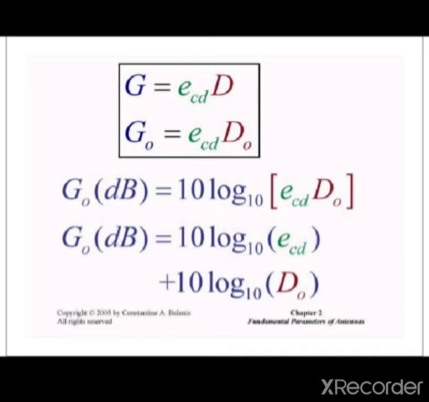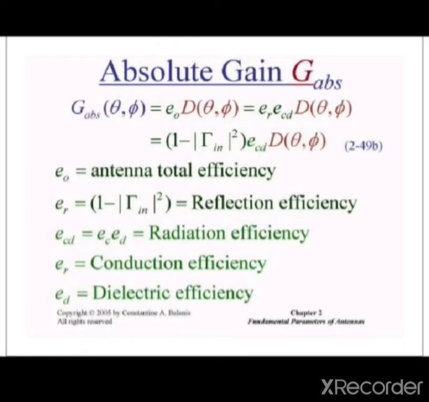If you come to measuring gain in decibels, that is 10 log base 10 of e_cd times D naught. So in logarithm, as you already know, that is 10 log base 10 e_cd plus 10 log base 10 D naught, which is the gain in decibels. This is for the calculation part.